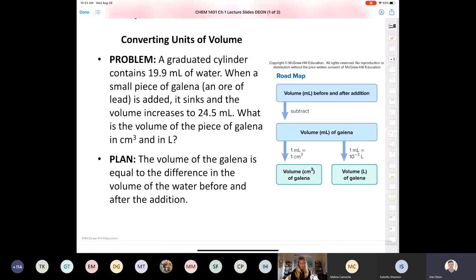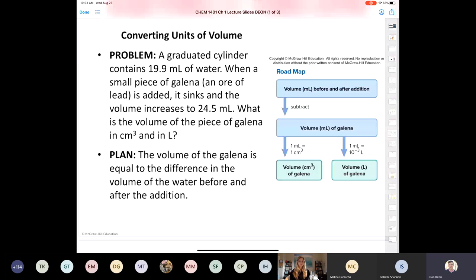Anyhow, let's see here. Let's try problem 1.4. Okay, let's read it. It says, a graduated cylinder contains 19.9 milliliters of water. When a small piece of galena, which is an ore of lead, is added, it sinks and the volume increases to 24.5 milliliters. What is the volume of the piece of galena in centimeters cubed and liters?